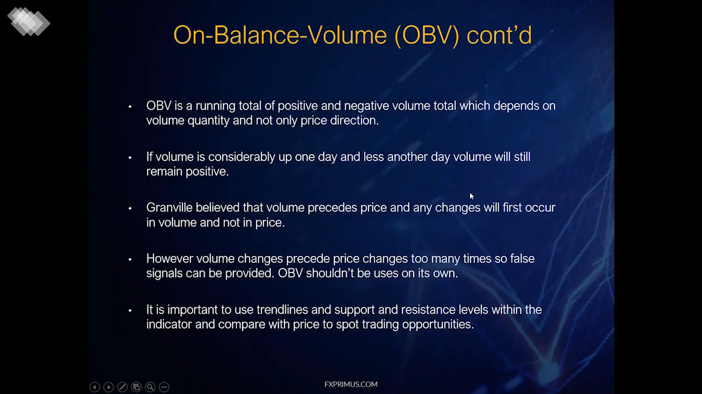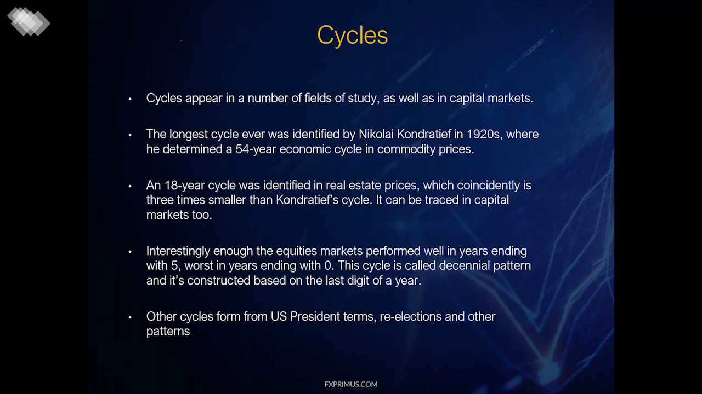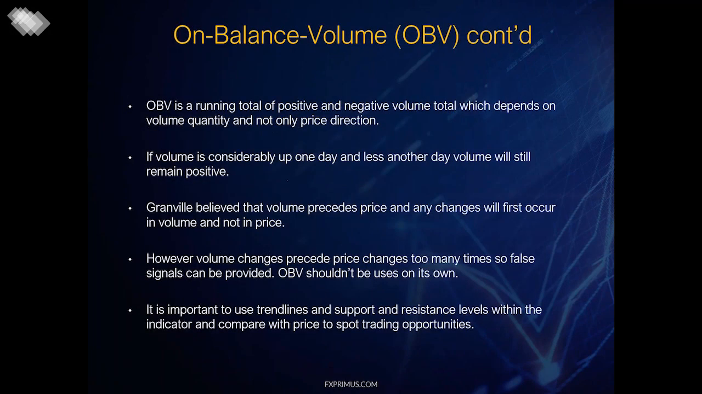Now, continuing on the OBV. OBV is a running total of positive and negative volume, which depends on volume quantity and not only price direction. This is why it's a very important indicator. Volume quantity doesn't depend on where price is going. If volume is considerably up one day and less another day, OBV will still remain positive, because it's cumulative.